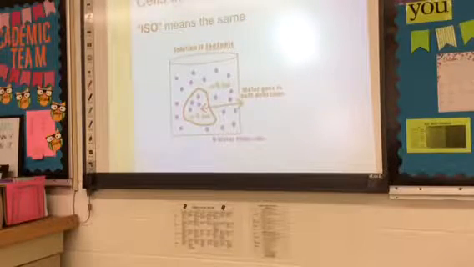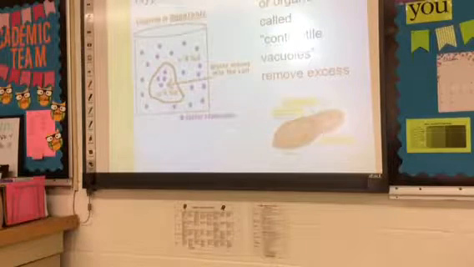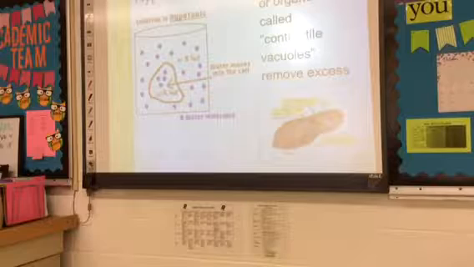But when those two solutions are the same, the water is basically going to move in both directions. So you would not expect any big changes. Okay, water's going to move both directions. That's called isotonic, iso meaning the same. That one's easy. Okay, but that's not always the case.